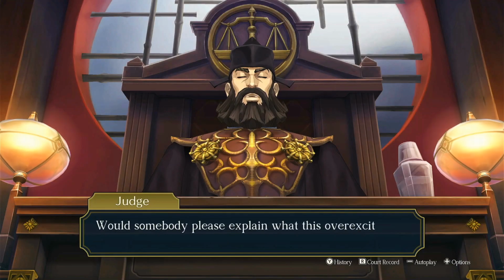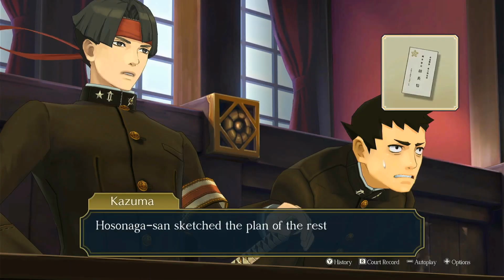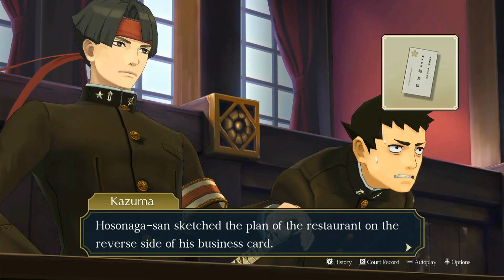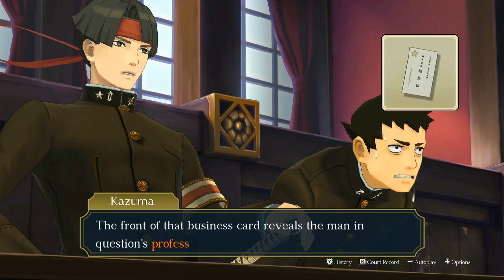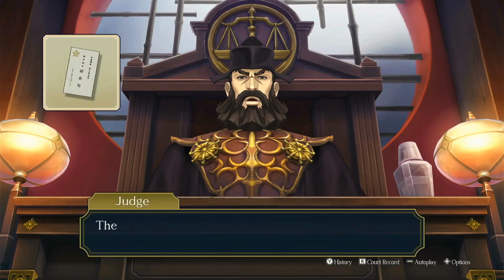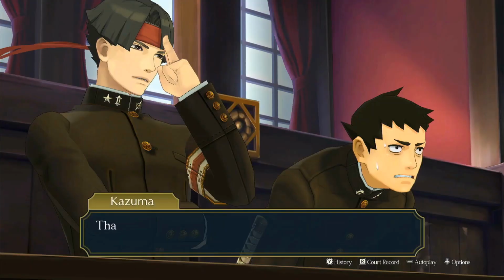Would somebody please explain what this overexcited student is trying to say? Hosonaga-san sketched the plan of the restaurant on the reverse side of his business card. The front of that business card reveals the man in question's profession, his true profession. The waiter's profession? But that's surely... Good gracious! That's right, Your Excellency.